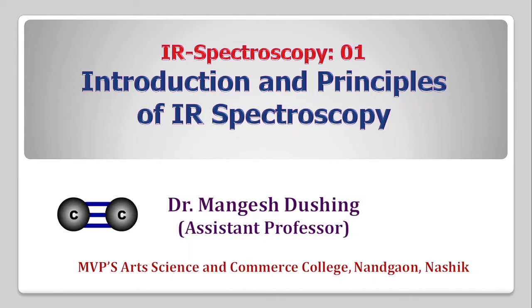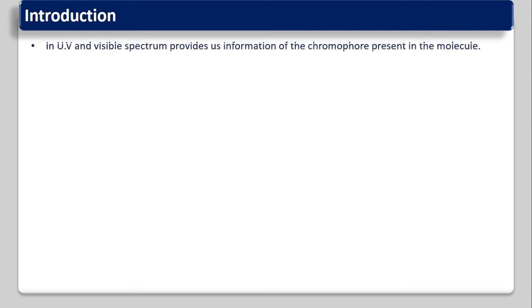I am Dr. Mangesh Tushi and this is the first video of IR spectroscopy, that is, introduction to the principles of IR spectroscopy. Friends, in the last video we have seen UV visible spectroscopy. In that case, electronic excitations of the electrons happen due to absorption of the radiation energy, and that gives us information about which chromophores are present in the molecules.